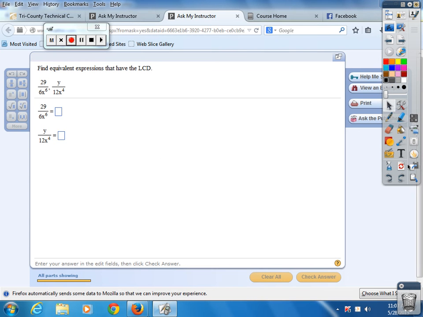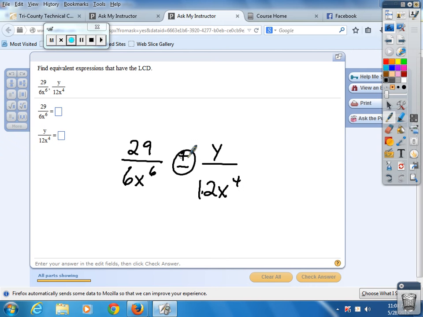Think of it as doing this. I think I showed y'all this in class. When you get one like this, just think of it as 29 over 6x to the 6th plus or minus y over 12x to the 4th, and find what? Common denominator. Just don't do this. Just think of it as a fraction problem, and 12x to the 6th, 12x to the 6th, and I'm just going to put that right there.